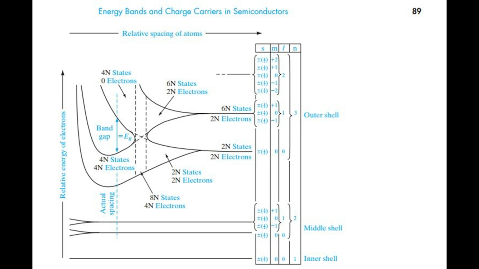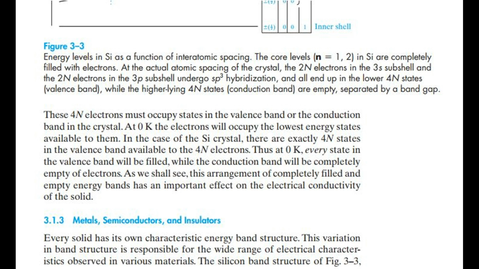The core levels, n equal 1, 2, in Si are completely filled with electrons. At the actual atomic spacing of the crystal, the 2n electrons in the 3s subshell and the 2n electrons in the 3p subshell undergo sp3 hybridization, and all end up in the lower 4n states, valence band, while the higher lying 4n states, conduction band, are empty, separated by a band gap.